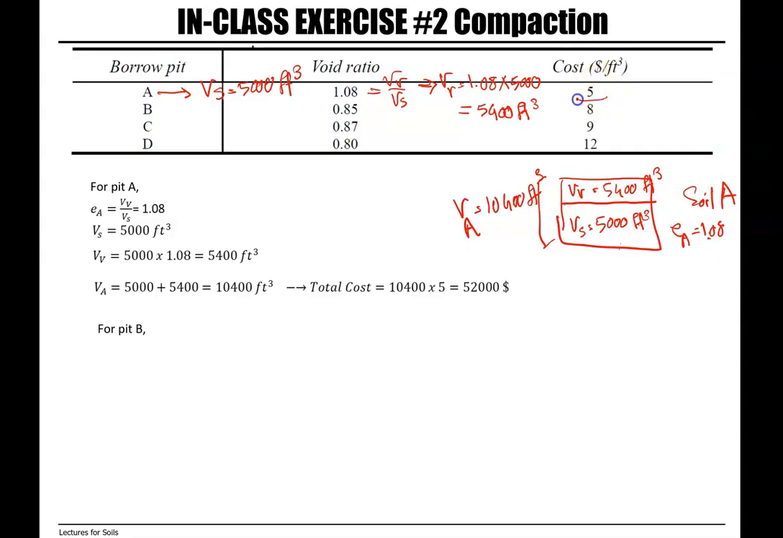We also know that it will cost $5 per cubic feet. So the total cost is 10,400 cubic feet times $5 per cubic feet. So the total cost to bring material from pit A for our embankment fill is $52,000.